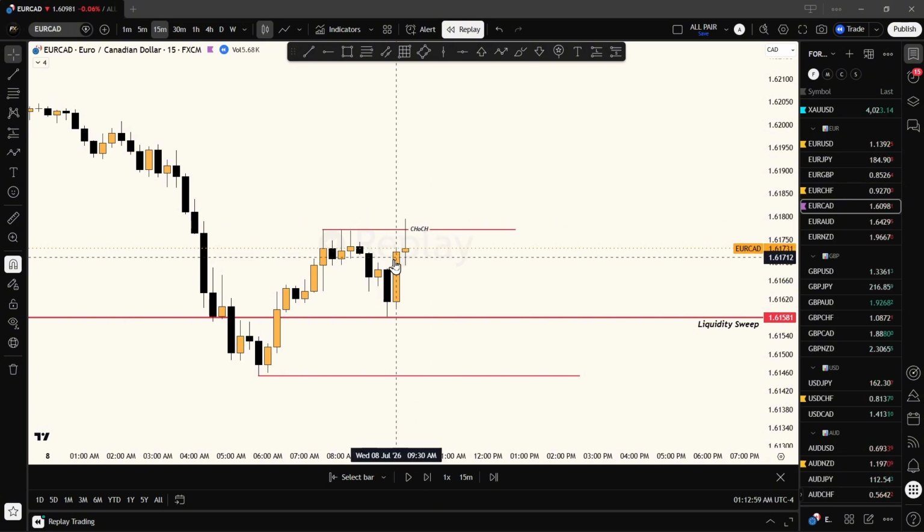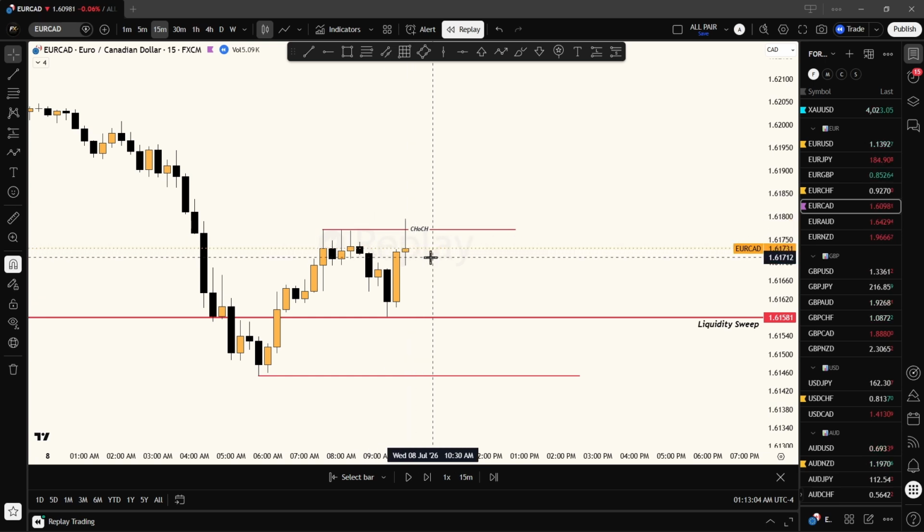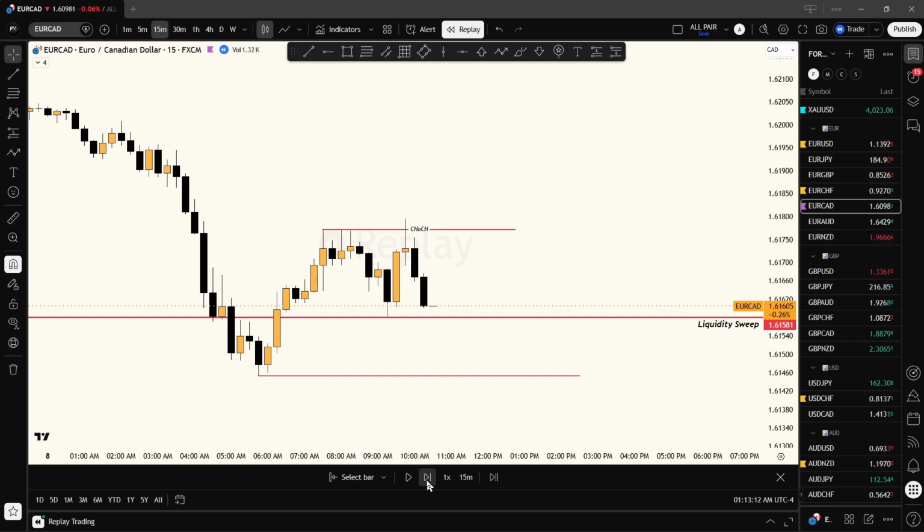Now, as you can see, price has traded above the lower high, but only the wick managed to break the level. The candle body stayed below it and closed back inside the structure. Because of that, I don't consider this a valid structural break or a confirmed change of character. For me, a proper break requires a candle body close beyond the level.